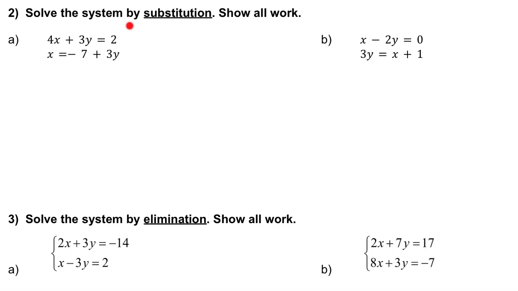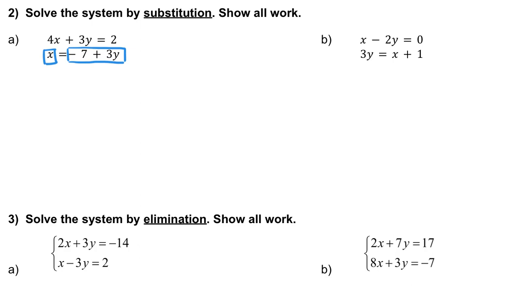Another way to solve a system of linear equations is by substitution. Remember, substitution is when you make an equal trade. And in order to do that, you have to have one of the variables by itself. So here I have x by itself, and it is equal to -7 plus 3y.